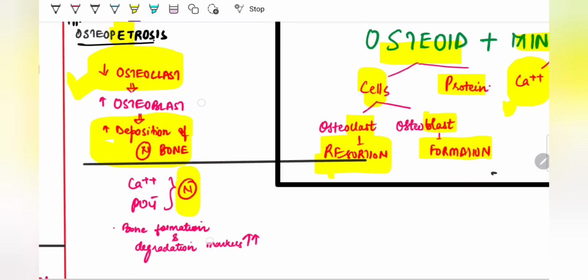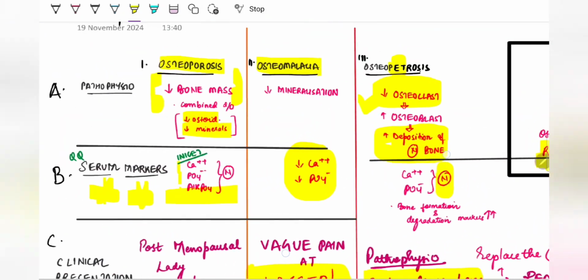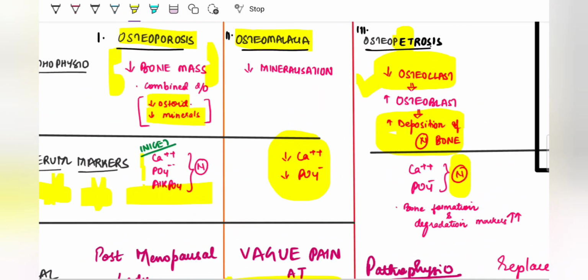Okay, so again, if we compare these three disorders, if they give you a question based on this clinical profile, and they ask you based on the serum marker level, you see calcium, phosphate, alkaline phosphatase is normal in osteoporosis as well as osteopetrosis, but it is decreased in osteomalacia. But the clinical profiles of osteopetrosis and osteoporosis are entirely different.